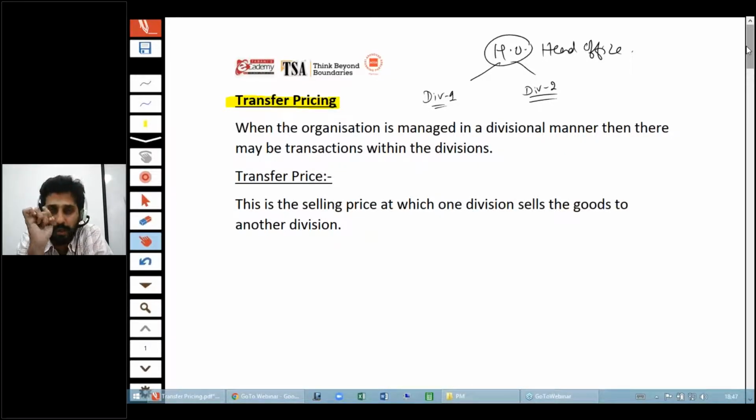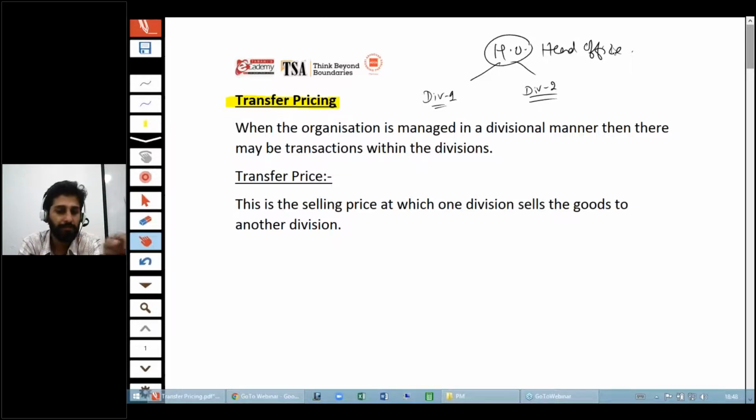So when I purchase the thread from you, you will definitely charge me a price, because everything has a price. And I've got two options: either to purchase the thread from you or from an outside supplier. If I purchase from you, you will not give me this product at a nil consideration. You will charge me something, and that price is the transfer price.